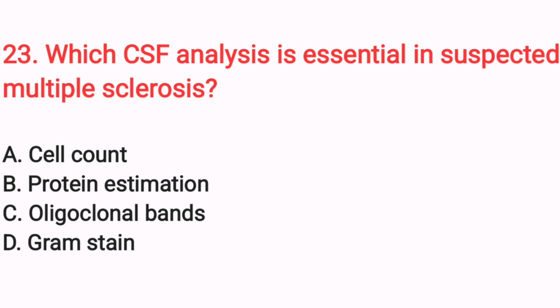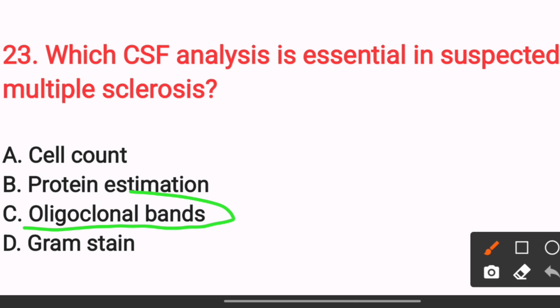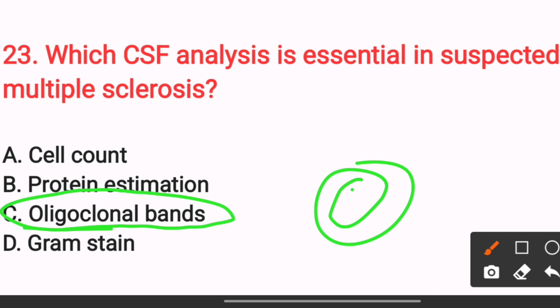Next, which CSF analysis is essential in suspected multiple sclerosis? Option A, cell count. Option B, protein estimation. Option C, oligoclonal bands. Option D, gram stain. The answer is option C, oligoclonal bands, because oligoclonal bands are a hallmark of multiple sclerosis in the CSF. So the answer will be option C.